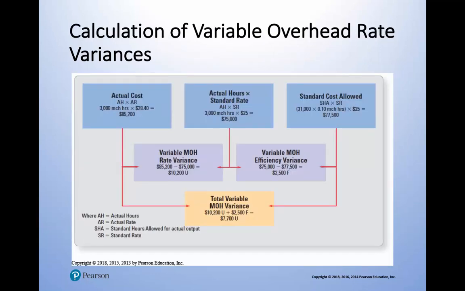So again, we can see that visually here. We have our variable manufacturing overhead rate variance, 10,200. We have our variable manufacturing efficiency variance, 2,500 favorable. When we push our two variances together, we would have had a positive 10,200 plus a negative 2,500 because that was favorable. When we push them together, we still end up with a positive number. So our total variable overhead variance, 7,700 unfavorable.